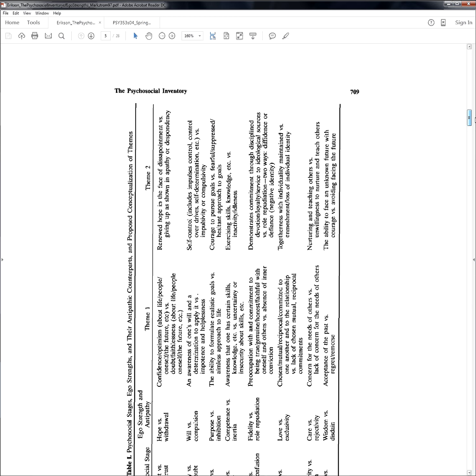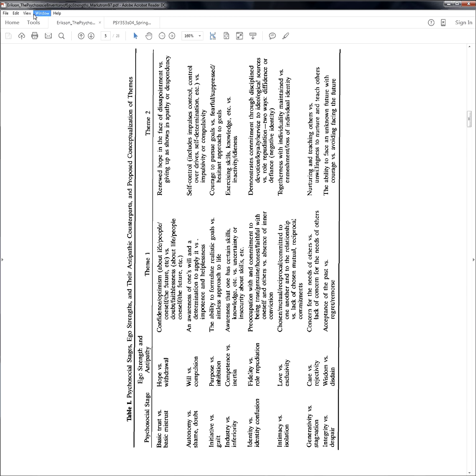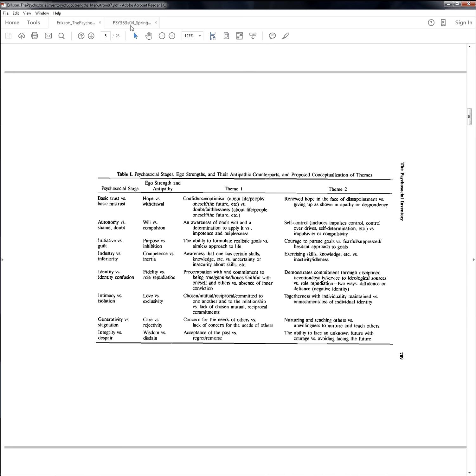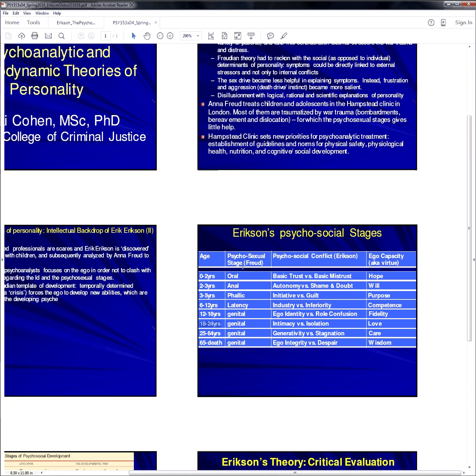Of course, it is not aligned, so I'm going to rotate the view clockwise. Good. Now we can see. As you can see, the paper looks at each and every one of the ego strengths versus what is called its antipathy, meaning what happens when the ego strength fails, corresponding to each and every one of the psychosocial stages, as we have covered in the class.